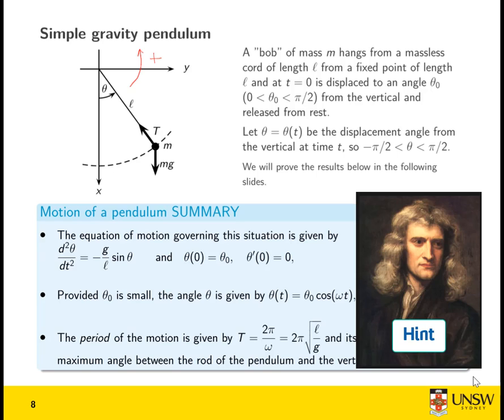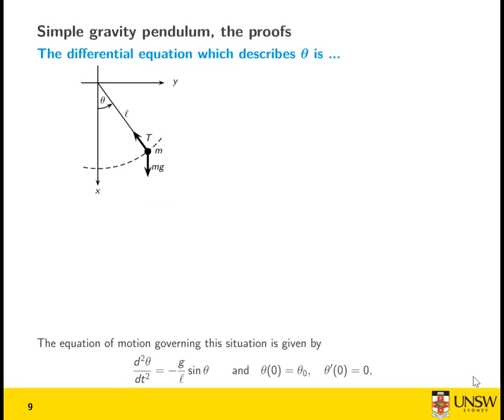Can you already guess where this second derivative is going to come from? Probably, because it always comes from the same law in dynamics, namely Newton's second law of motion. This is the law that says that the sum of the forces applied to an object is equal to mass times acceleration. So the plan is to describe the forces, so there will be two of them.